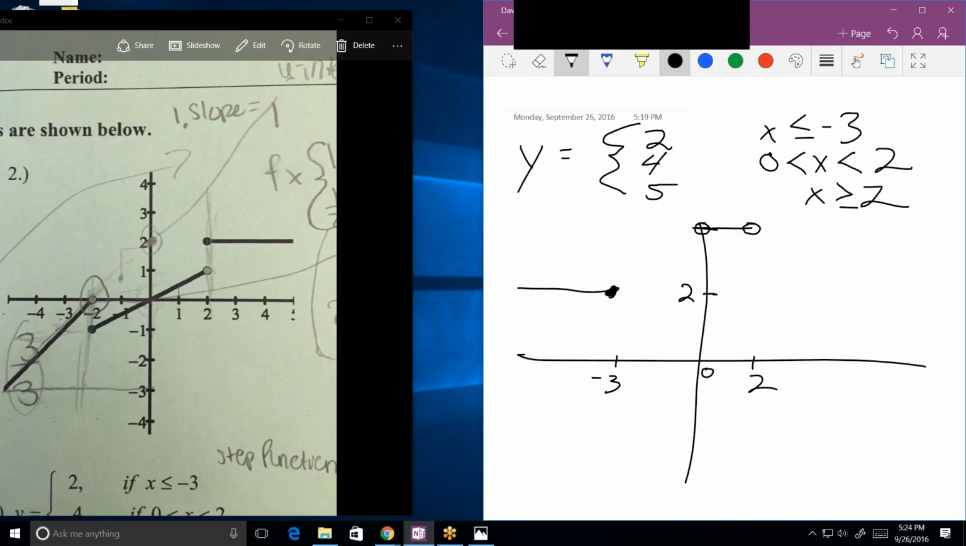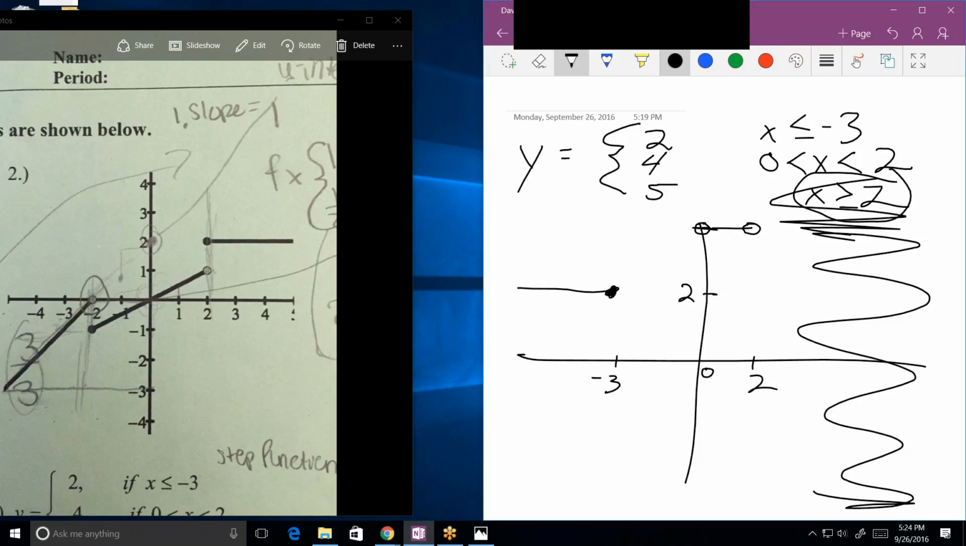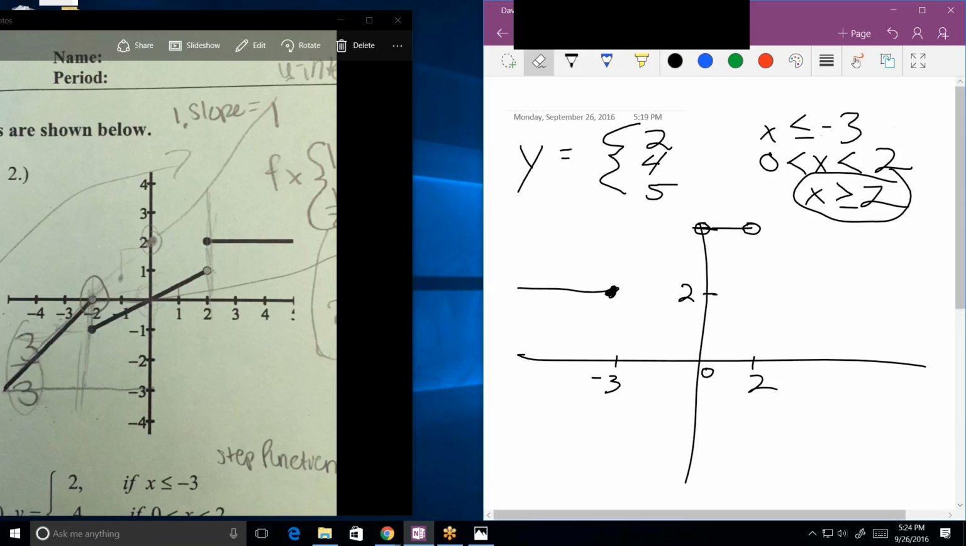So what's the next thing I need to do? For the last one, x is greater than or equal to 2, so we would start at 5 on the y-value and go to the right. With a closed or open dot? It'd be a closed dot. And I wouldn't start on the y-intercept. I would start right there, where the y value is equal to 5.